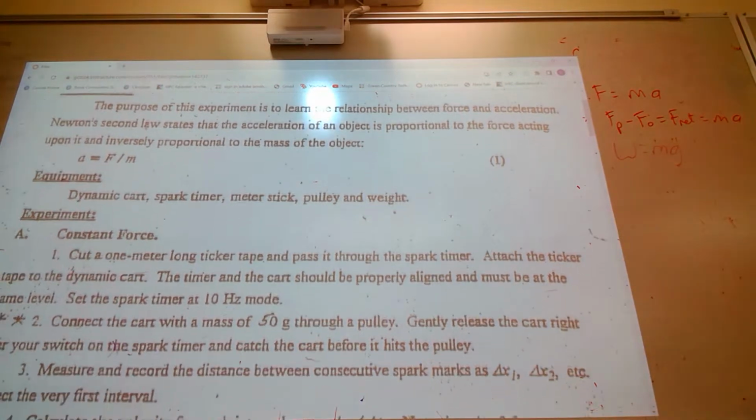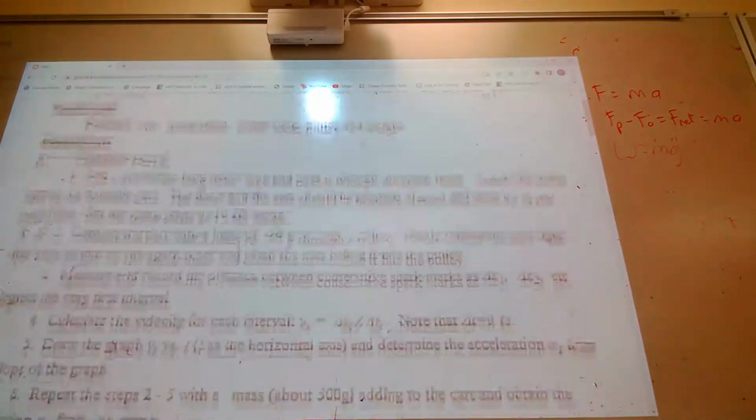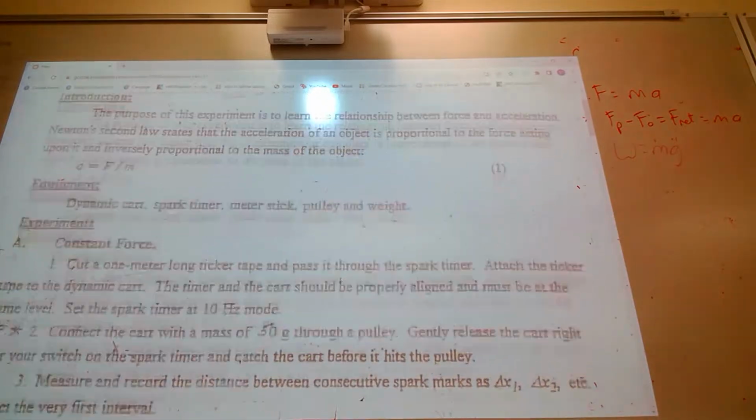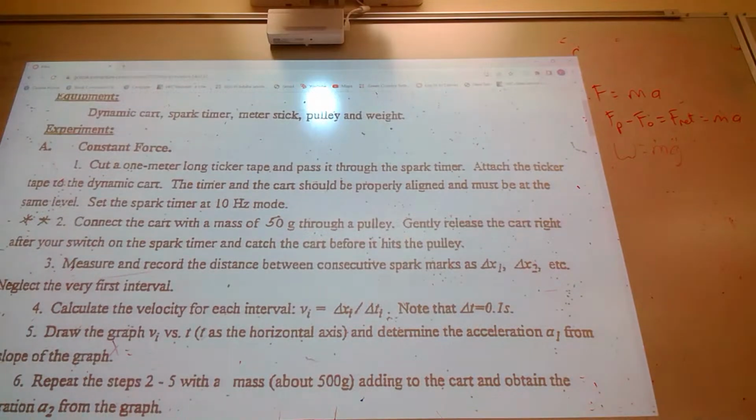Okay, now we're going to read just the first part, experiment A. Caitlin Heim, can you please read that? Constant force. 1. Cut a 1 meter long ticker tape and pass it through the spark timer. Attach the ticker tape to the dynamic cart. The timer and the cart should be properly aligned and must be at the same level. Set the spark timer at 10 hertz mode. 2. Connect the cart with a mass of 50 grams to a pulley. Gently release the cart right after you switch on the spark timer and touch the cart before it hits the pulley.